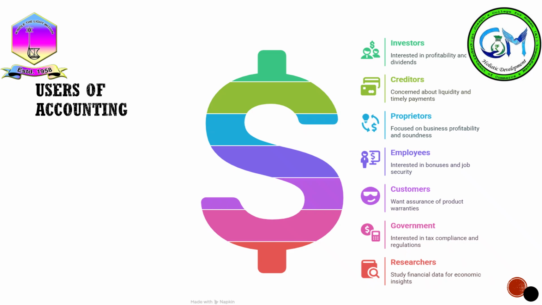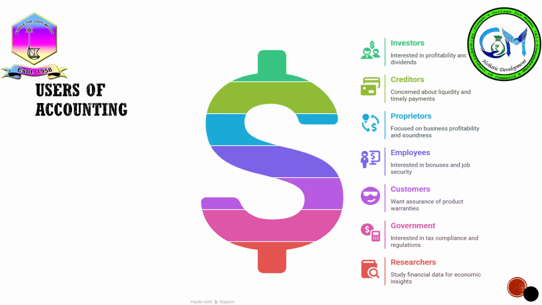Investors want to know about the financial information because they want to know whether they will get timely dividends or not. Creditors want to know about the financial information because they are concerned about liquidity and timely payment of their amount. Proprietors want to know about the financial information because they want to see whether their business concern is earning profits or not. If the business concern is earning profits, then it will be helpful for the future expansion of the business.